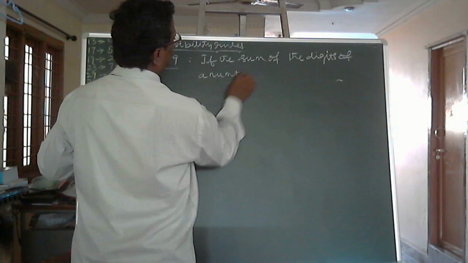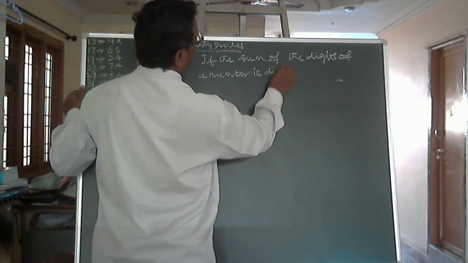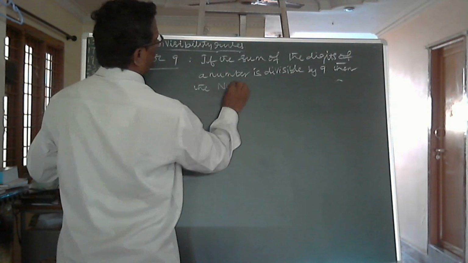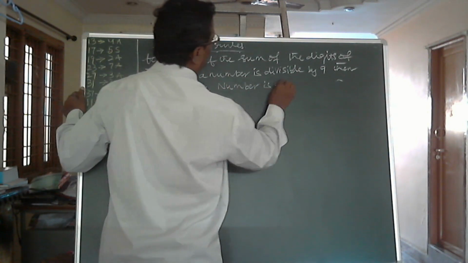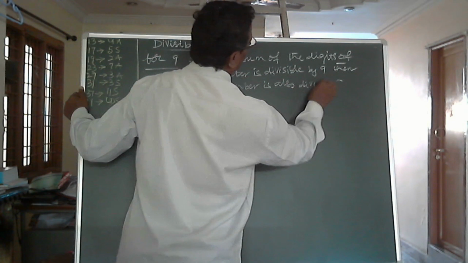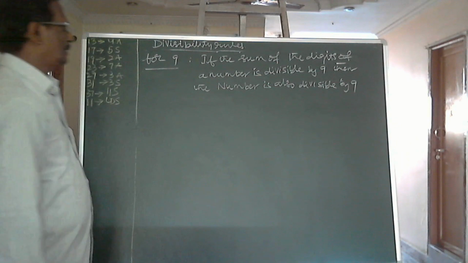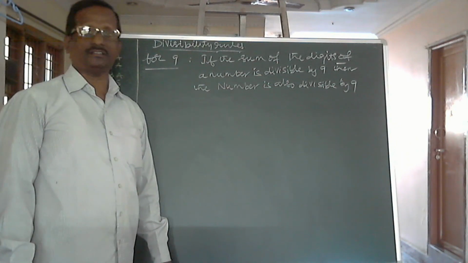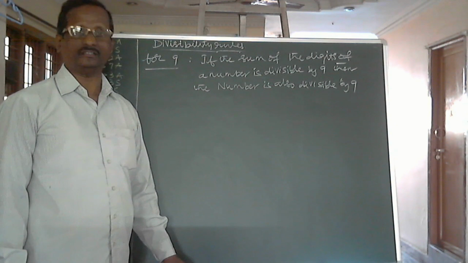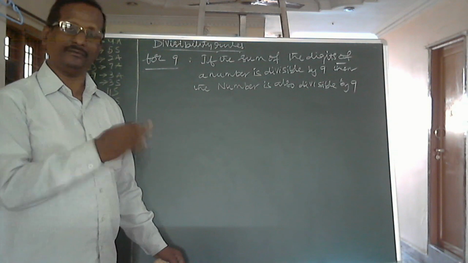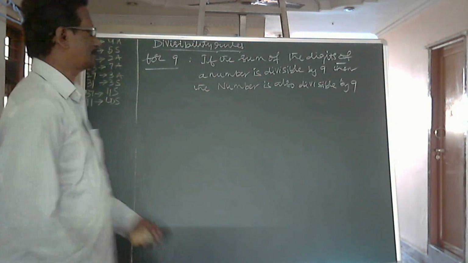Here the rule, if the sum of digits of a number is divisible by 9, then the number is also divisible by 9. Or we can also say the sum of the digits of a number is a multiple of 9, then the number is also multiple of 9. Multiple and divisible, these two we can consider as synonyms.